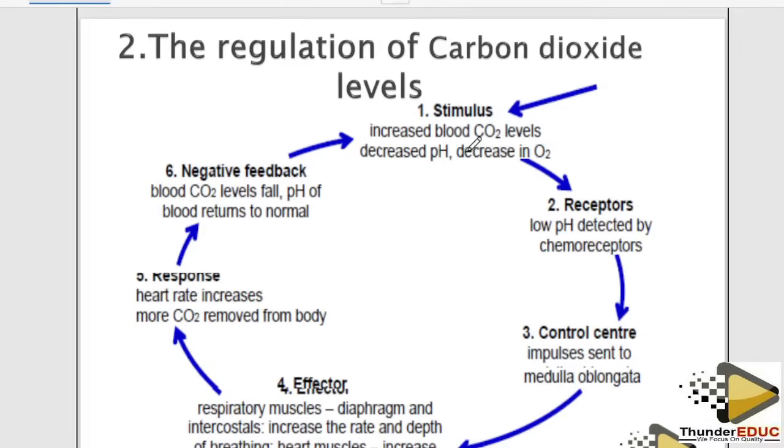First of all, carbon dioxide is supposed to be detected. Someone asked me, where do I start? You start from here. I put it as number one: stimulus. What's the stimulus? Increase in the carbon dioxide level in the blood. And this leads to a decrease in pH and a decrease in oxygen.